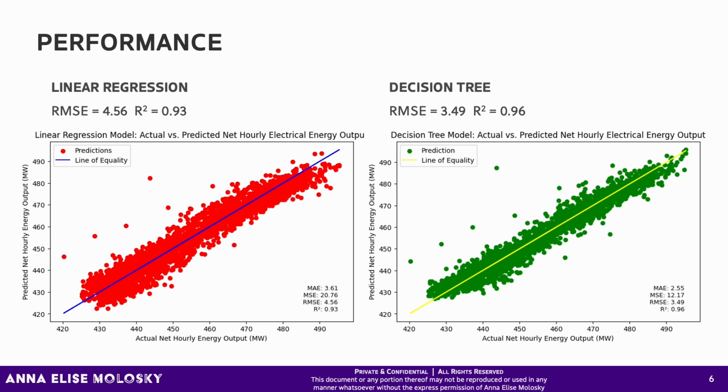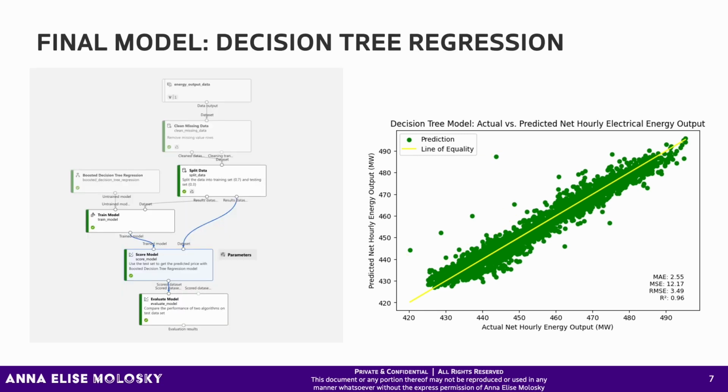So we see that these are outliers in each of the runs. But overall you get a much better R squared value. So we're capturing 96% of the variability in our target variable being explained by our model. And of course, the higher the R squared, the better. So in conclusion, that's why I chose the decision tree regression as my final model.